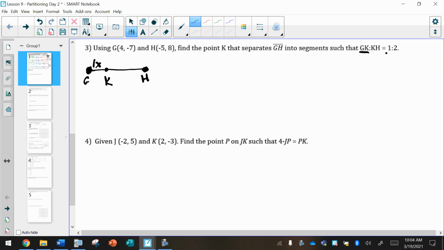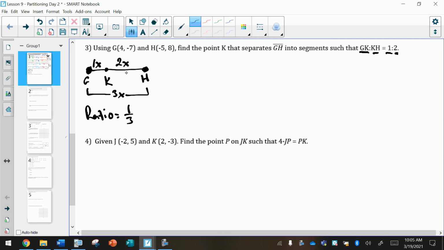G to K is 1 unit, but K to H is 2 units. That means from G to K, it's 1/3 of the whole distance from G to H. So my ratio number, when I do my calculation, is going to be 1/3. I take the 1 and the 2 and add them together: 1 part from G to K, 2 parts from K to H, gives me 3 parts total. I want to go 1/3 of the distance from G towards H.